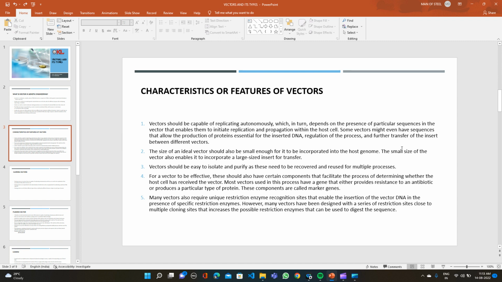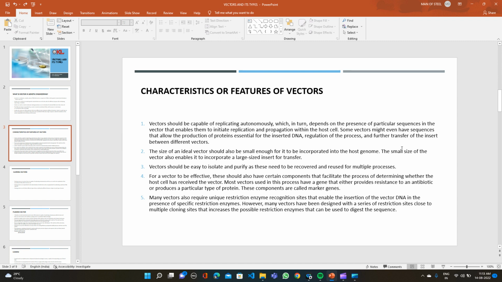For vectors to be effective, they should also have certain components that facilitate determining whether the host cell has received the vector. Most vectors used in the process have a gene that either provides resistance to an antibiotic or produces a particular type of protein. These components are called marker genes.